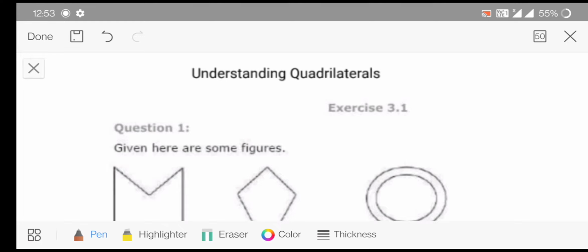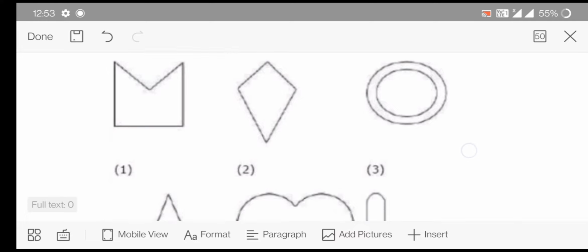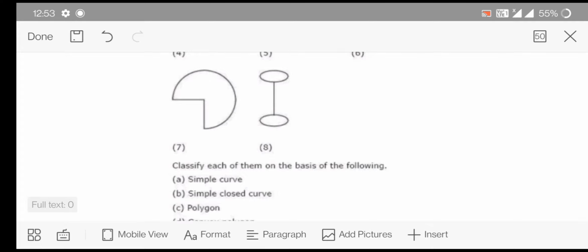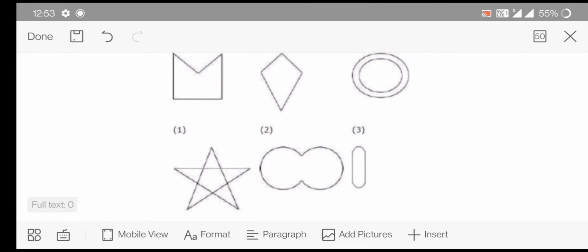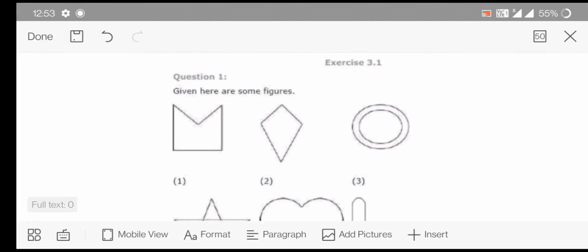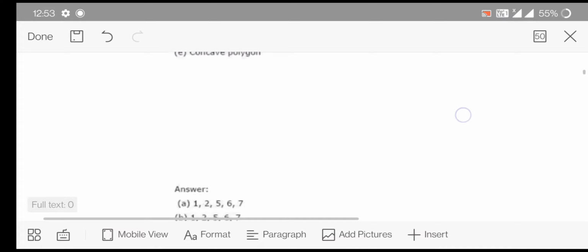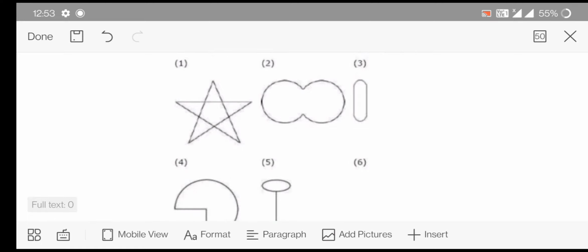In this video we'll begin with exercise 3.1, how to solve exercise 3.1. The question is, here are some figures. You have to answer the questions from these figures. Means from these figures you have to find out the simple curve. If you remember, we have studied what is a simple curve, right? So from this figure you have to number those figures, like 1, 2, 3, 4, 5, each figure is of simple curve. So the correct answer is 1, 2, 5, 6 and 7. These are called as simple curve.